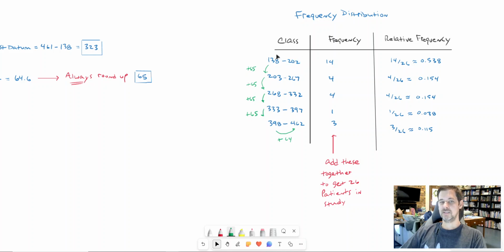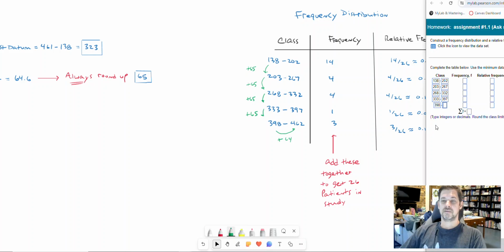Take the smallest datum to start with, and add the class width to get the lower class limit of each class. This one will end where that one picks up, and so on. And to get that last upper class limit, add one less than the class width. So there's that. Now, so far, here's what that leaves us with. It leaves us with this.